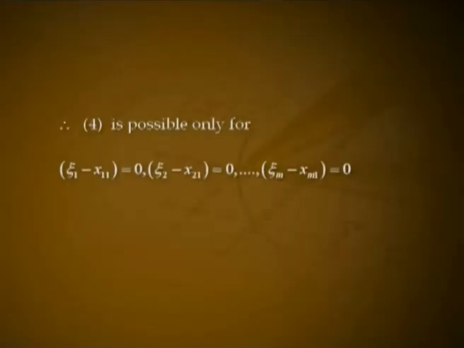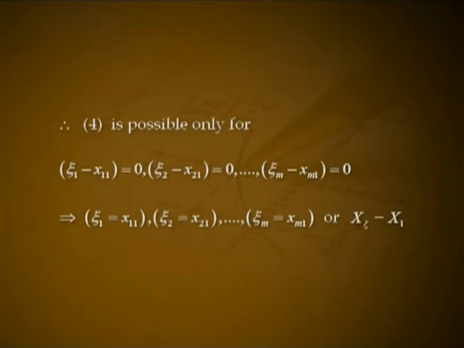But p1, p2, etc. pm are by hypothesis linearly independent. Therefore, equation 4 is possible only for ψ1 − x11 = 0, ψ2 − x21 = 0, etc. ψm − xm1 = 0. This implies ψ1 = x11, ψ2 = x21, etc. ψm = xm1, or xψ = x1. This is contradicting the assumption. Hence, xψ is an extreme point.